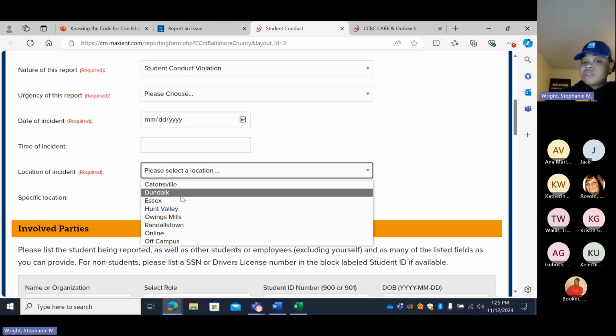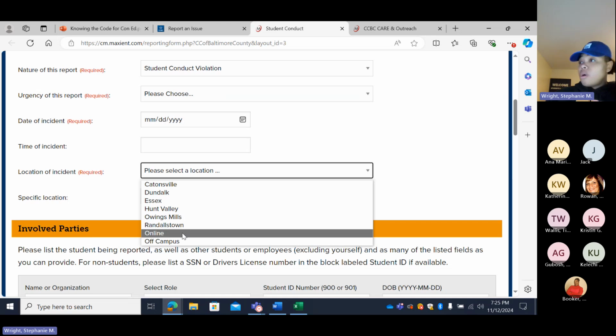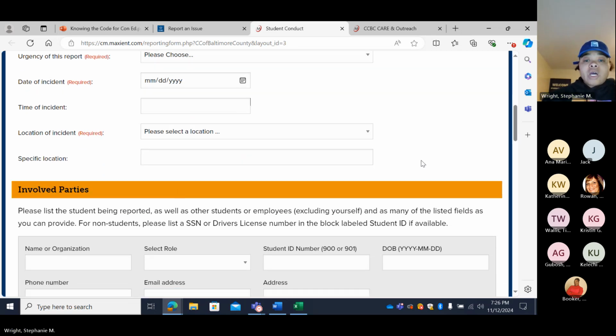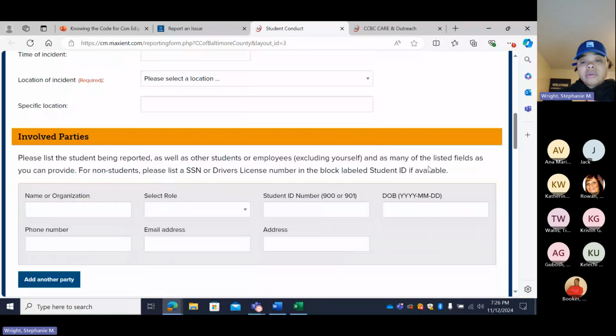The locations, we just need to know where exactly that happened. Was it one of the campuses, online, or was this something that happened off campus? So off campus could be they have your cell phone number and they've been calling or texting, right? So you send those screenshots. And right here allows you to be a little bit more specific in what you are sharing with us.